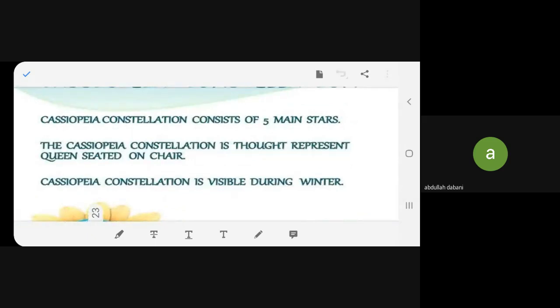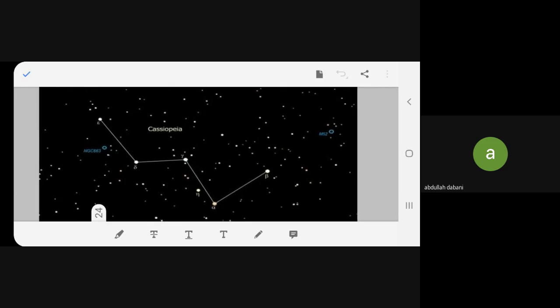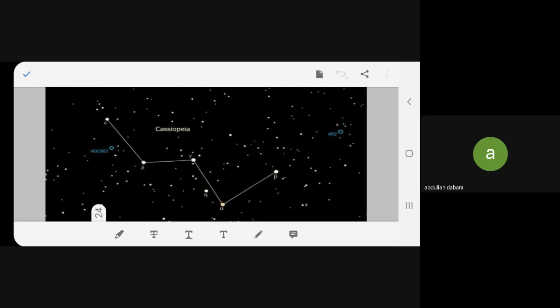Now this is another prominent, very important constellation in the northern sky. It is again visible during winter in the early part of the night, and it looks like a W or M. How does it look like? W or M, and it's made up of five main stars, and it looks as if there's a queen who is sitting on a chair. Got it, beta? This is how it looks. Can you see this? So how many stars does it have? One, two, three, four, five. Five stars. It looks like a W or M. You can take it in any form. Understood, beta?